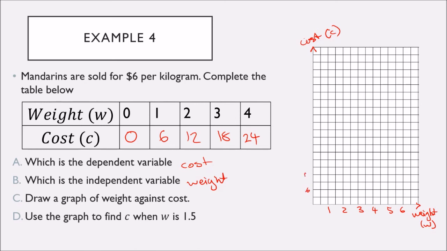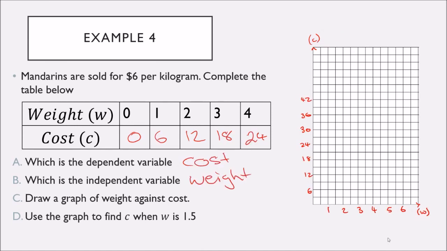and then up this side, 6, 12, 18, 24, 30, 36, and so on and so forth. Okay, now we're going to draw the graph of this one. So our first point is here at 0, 0. Then we're going to have 1, 6, 2, 12, 3, 18, 4, 24, etc.